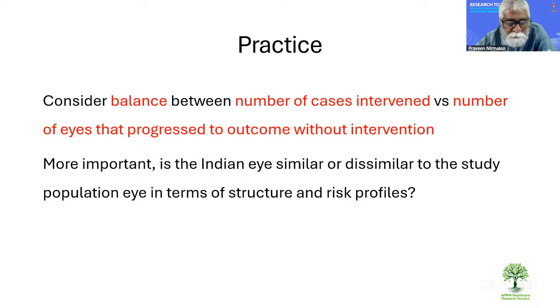Also consider the balance between the number of cases that you must intervene on versus the number of eyes that progress to outcome without intervention. So if I do LPI in 12 patients, I might avert one PAC over 14 years. Is it really worth it, other than the improvement in my bank balance? Is it really worth it to do LPI for these 12 people? Because I'm going to avert only one particular PAC, and that too over a longer period of 14 years. So is it really worth it?